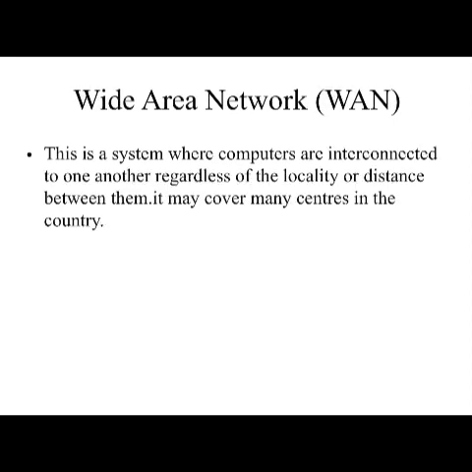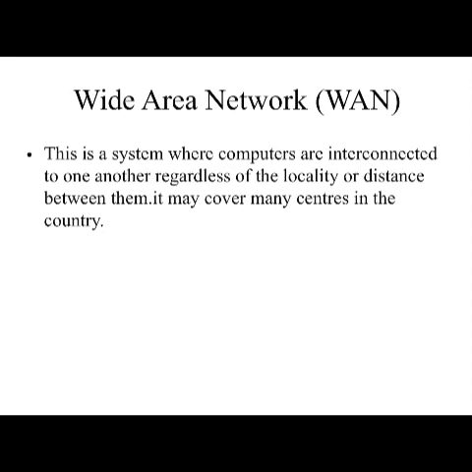We go to the next one, which is the wide area network. This is a system where computers are interconnected to one another regardless of the locality or distance between them. It may cover many centers in the country. Have we seen the difference here? When you talk about the local one, you're in the same premises, the same school, the same organization, or maybe the same area. But the wide area network is about people who are not just in the same area, but could be far away, in different areas.